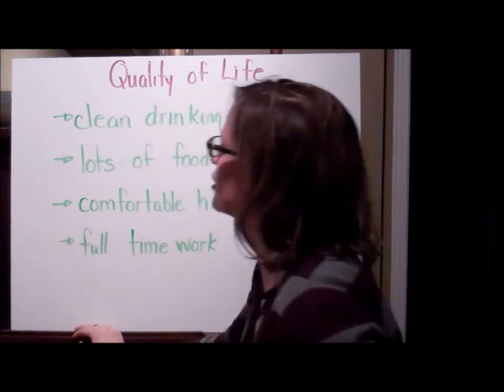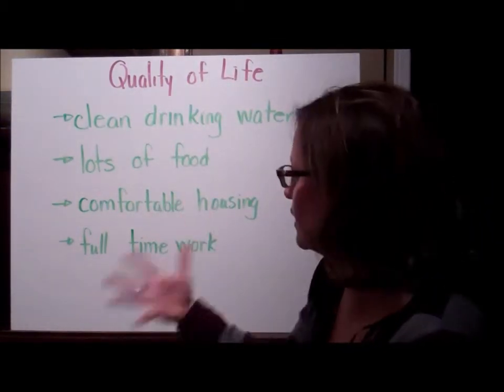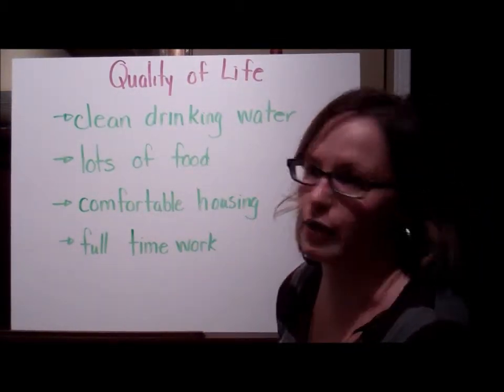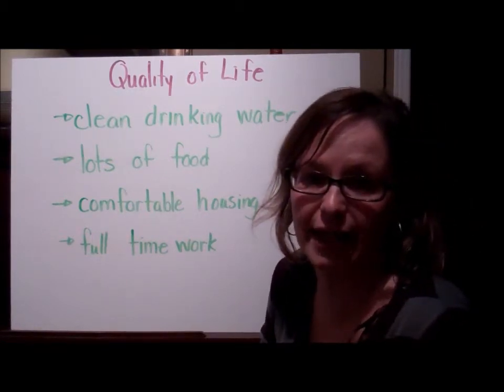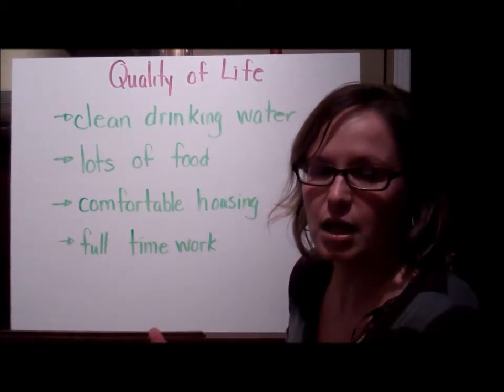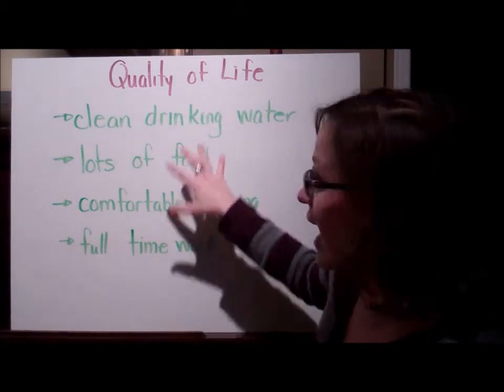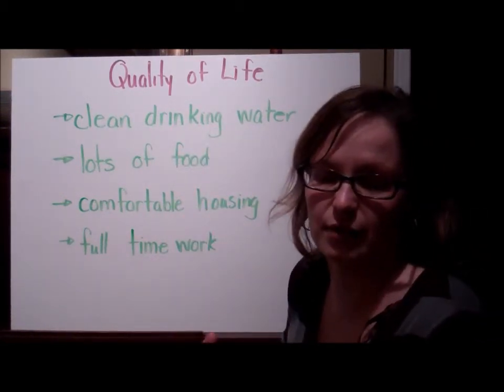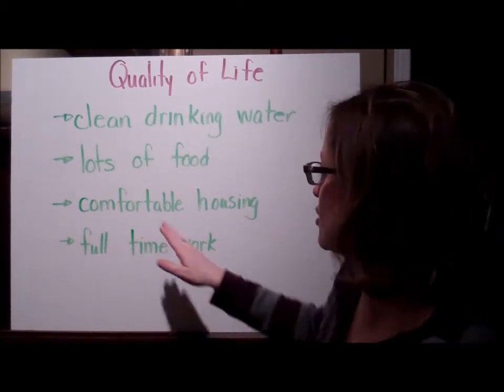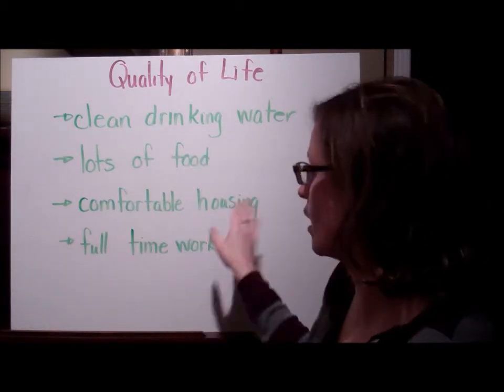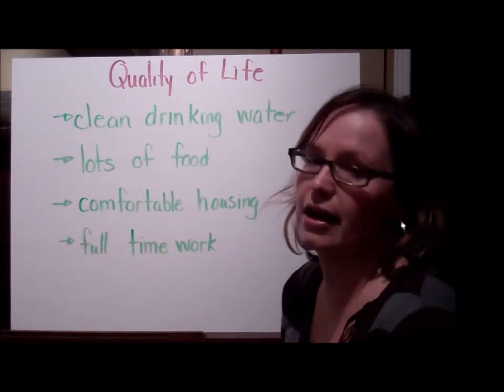And then we're judged on a characteristic of quality of life. And there are 4 categories. Many of these we take for granted in Canada because they're just sort of a given. But other countries lack these, and that is part of their population characteristic. So: clean drinking water, lots of food, comfortable housing, and full-time work.